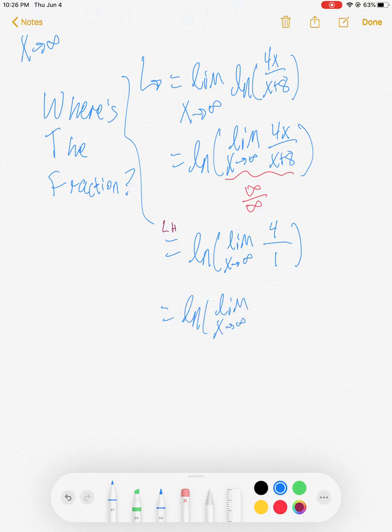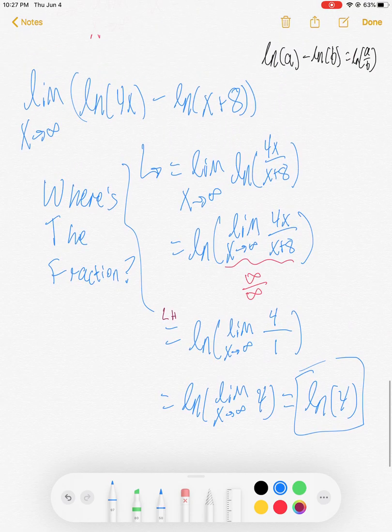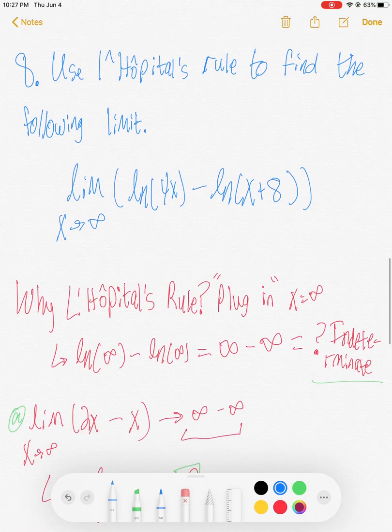This is ln of the limit as x approaches infinity of, take the derivative of the top and I get 4, and the derivative of the bottom and I get 1. Well, now this is just a constant. This is just ln of the limit as x approaches infinity of 4. And what's the limit as x approaches infinity of 4? Ah, yes, that is just 4. And so we have ln of 4 as our solution. Bada bing, bada boom.